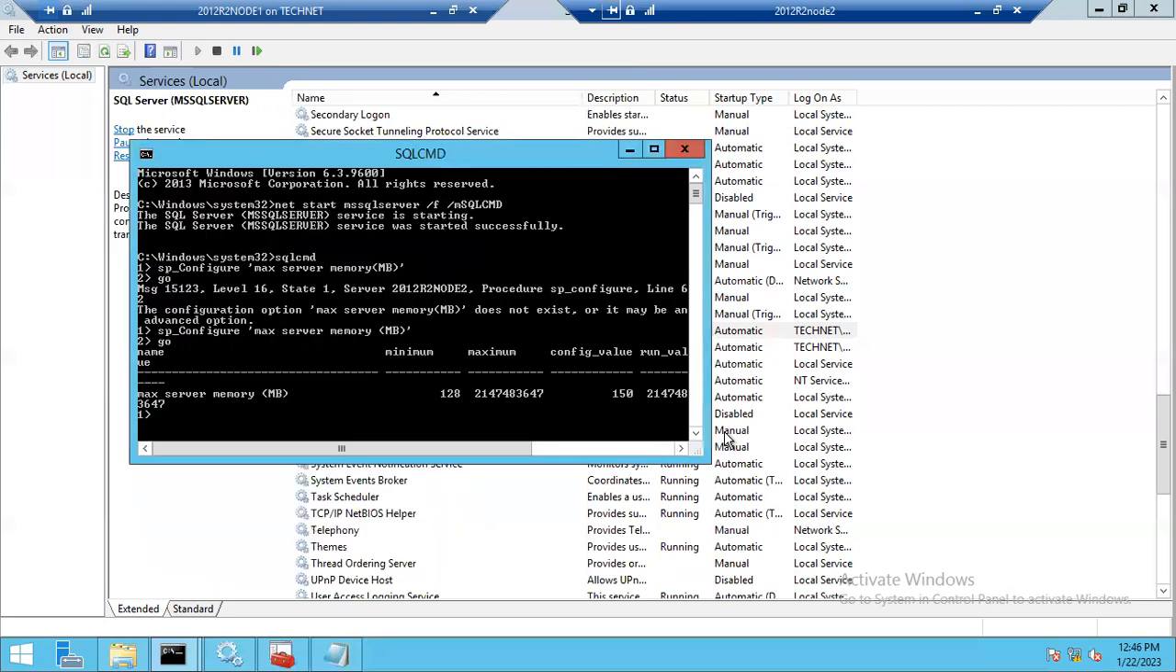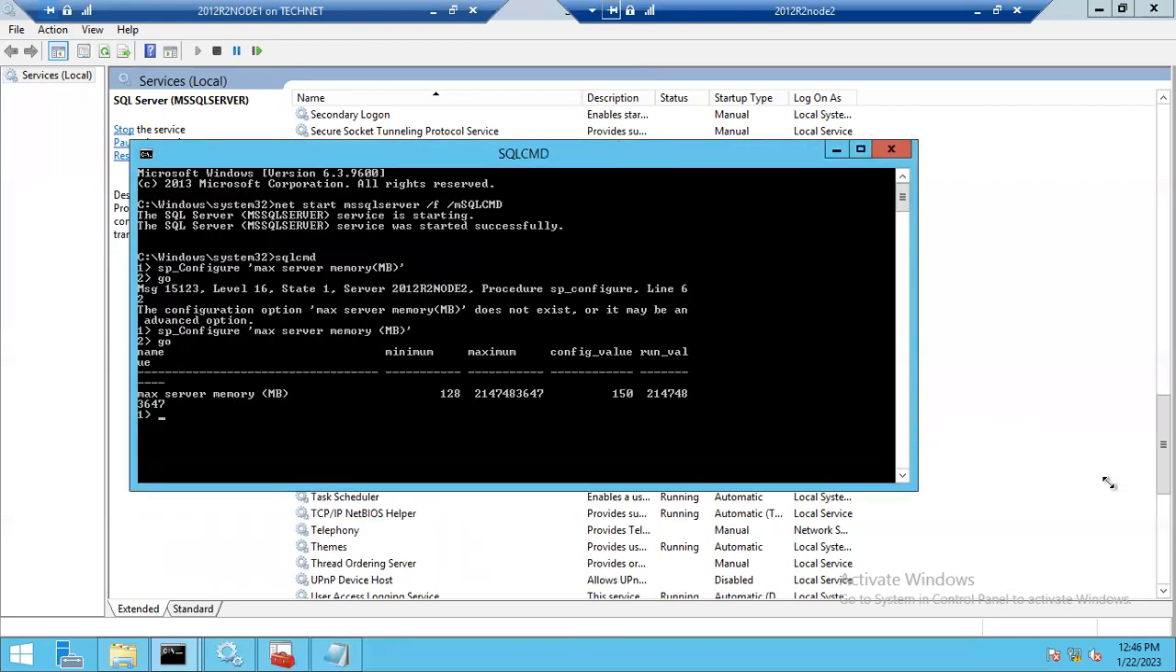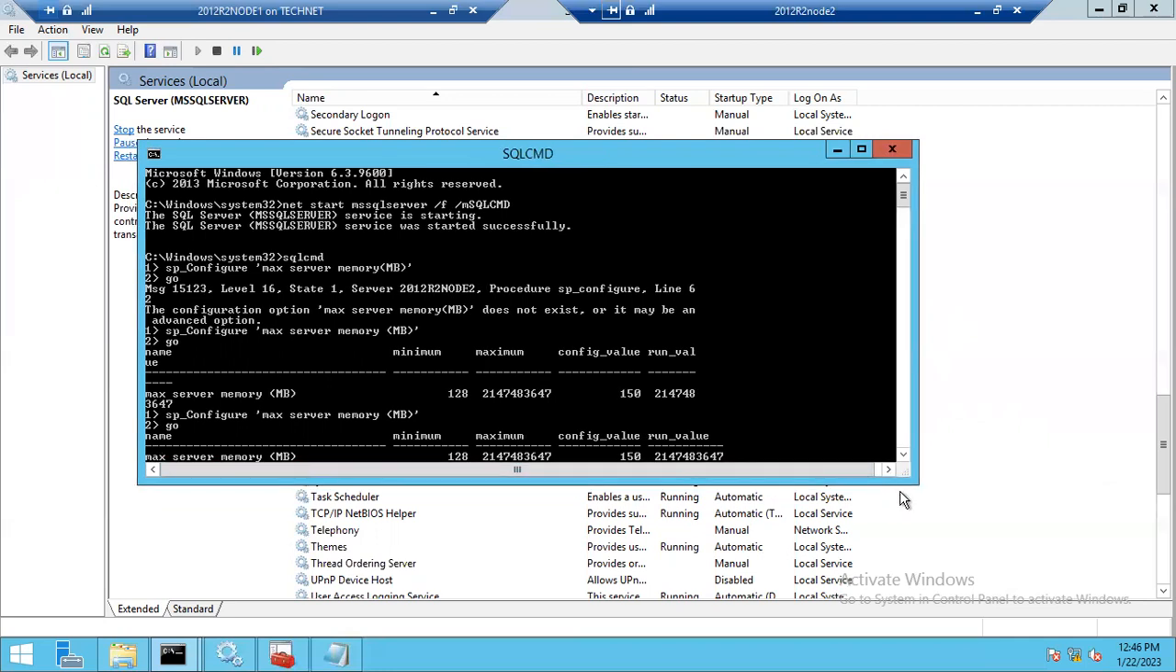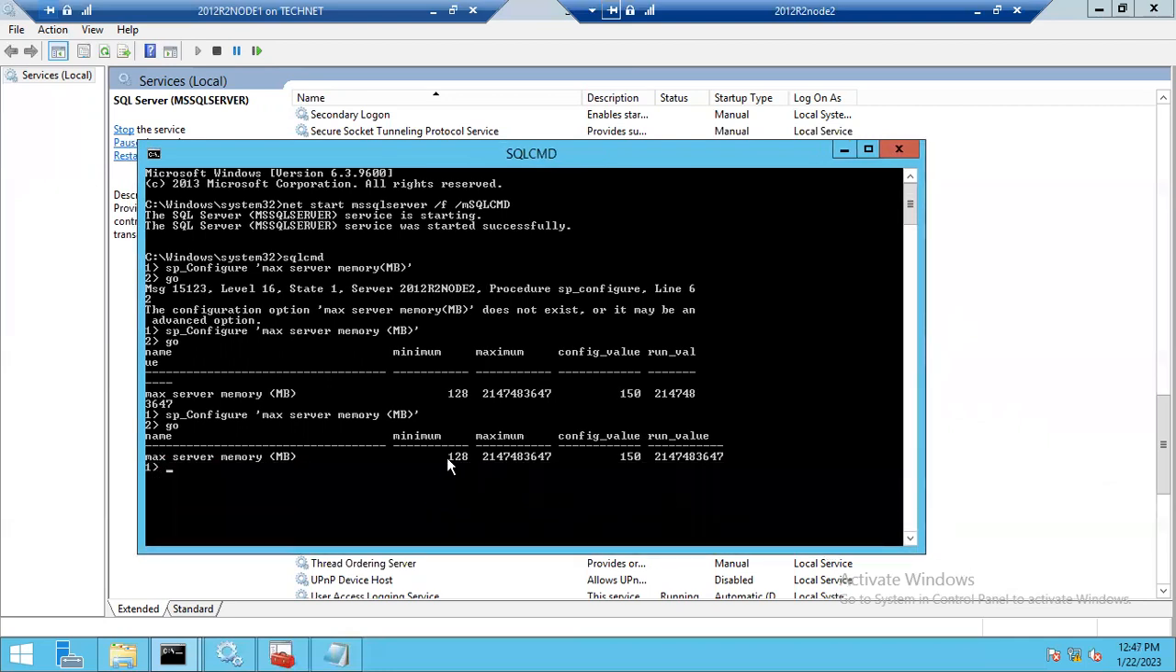110. Right. So if you see here, max server memory is 128 minimum, and maximum is whatever it is. And if you see the configured value, it is 150 MB. This is in MB, and the configured value is 150 MB, right? The configuration max server memory is 150 MB.